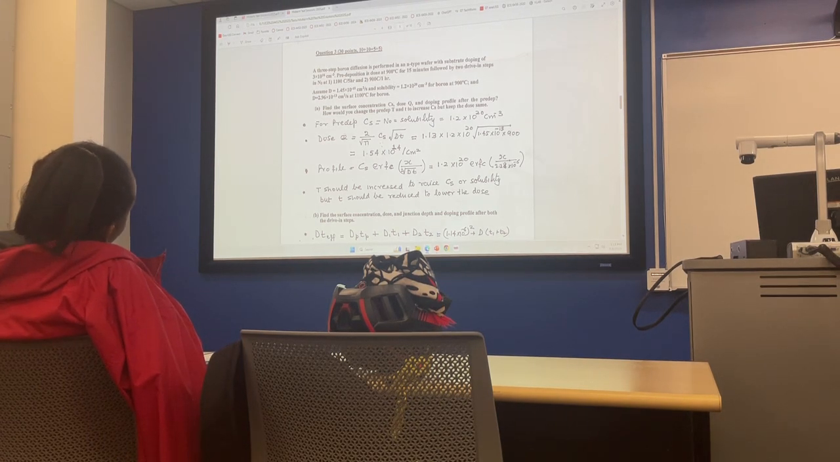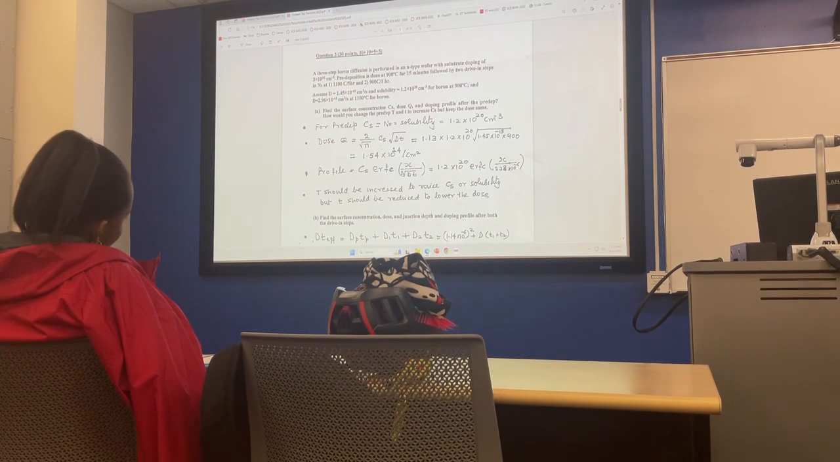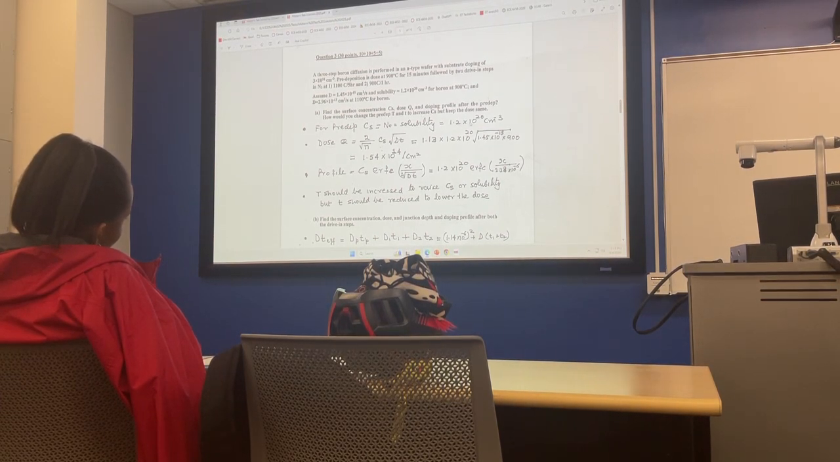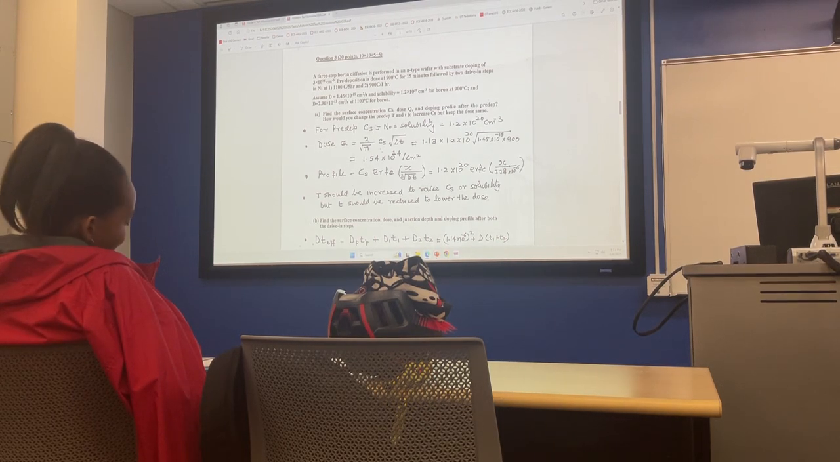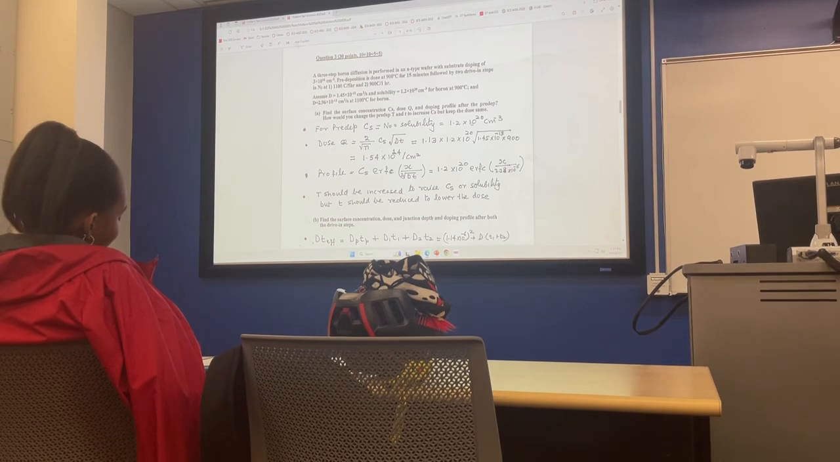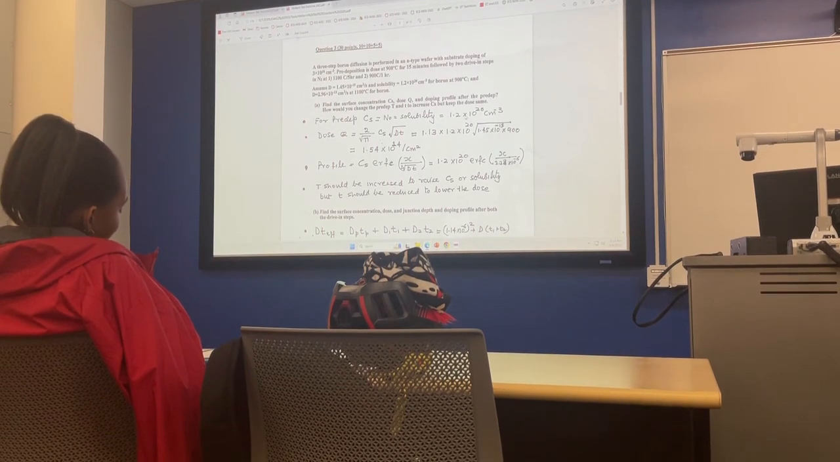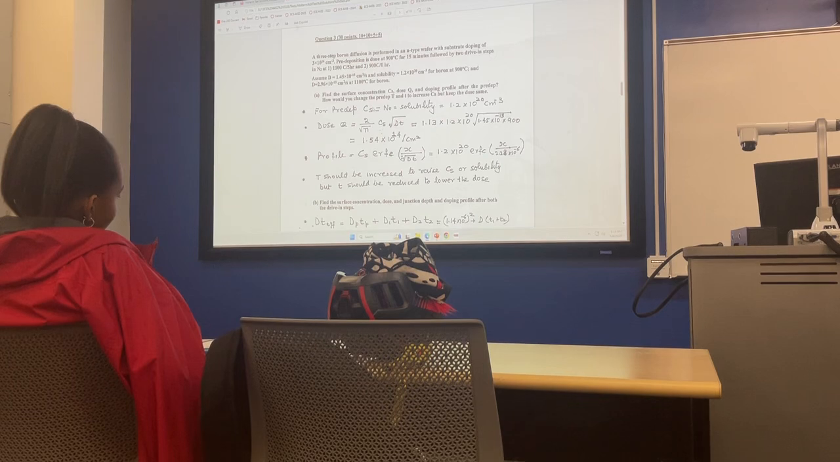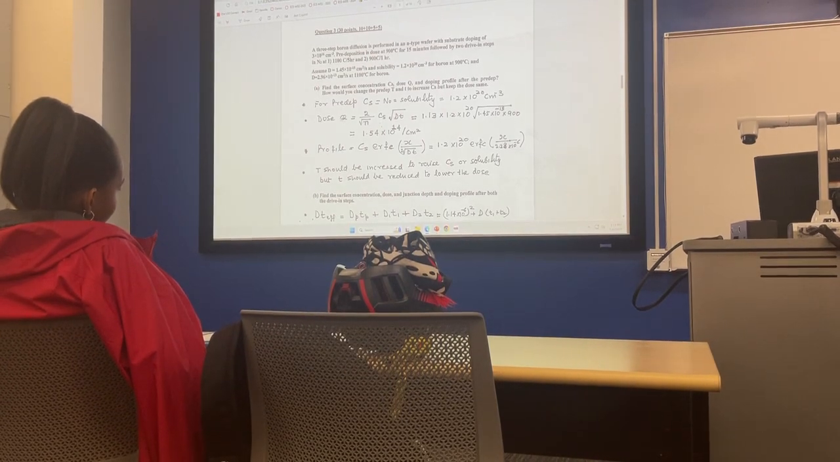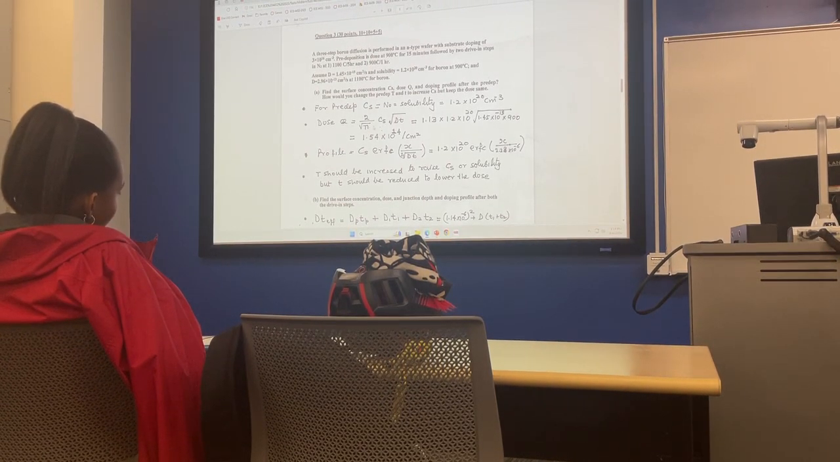When you go to pre-dep, I gave you the solubility here, right? Okay, so 1.2 times 10 to the 20. So in pre-dep, surface concentration is equal to solubility, which is equal to this. That's your answer. So this is one of the answers. The next is, what is the dose, right? Dose is simply this equation here.